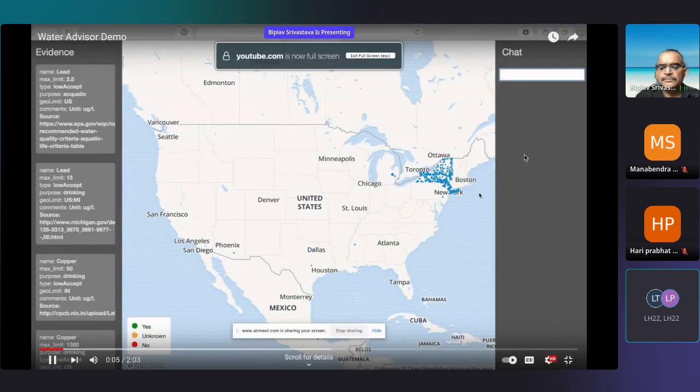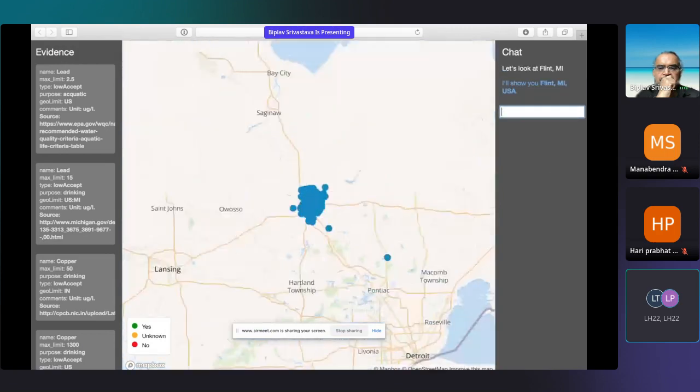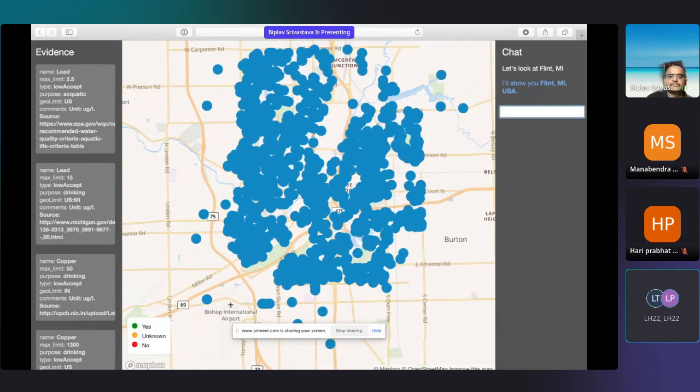Water Advisor is a chat-based tool for exploring large amounts of water quality data using machine learning techniques. Here we see a map of the United States. The blue dots indicate locations where the current prototype has data: Flint, Michigan, and New York State. First, let's investigate Flint. Let's look at Flint, Michigan. Now we can take a closer look at the data for Flint. I'm interested in drinking water quality, so I'll ask, where is it safe to drink?